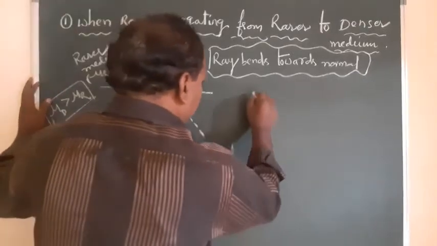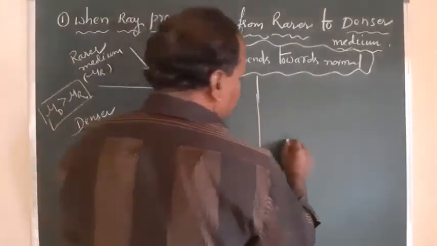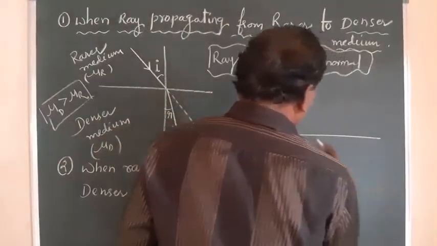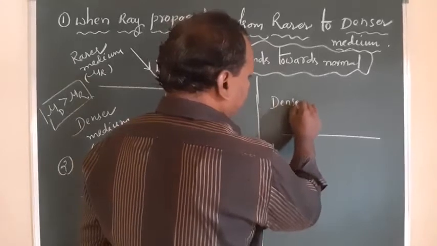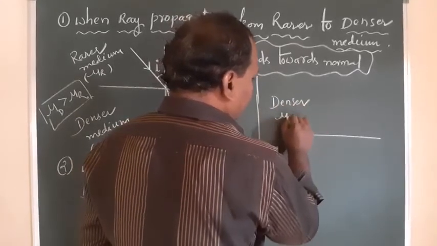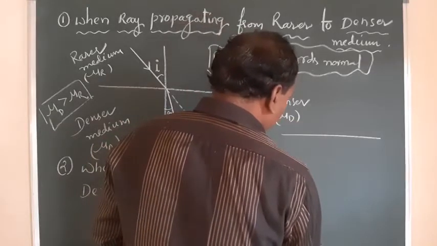So see this, I will draw the diagram here. So this is the interface. I am taking this one, let it be a denser medium. That is, the refractive index of this denser medium is mu d, and the refractive index of the rarer medium is mu r.